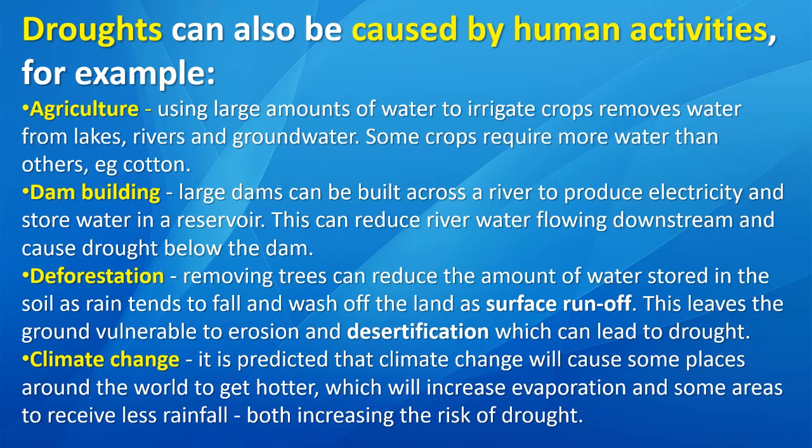Finally, there is climate change. It's predicted that climate change will cause some spaces around the world to get hotter, which will increase evaporation, and some areas to receive less rainfall, both increasing the risk of drought. So if we can create more evaporation, that takes the water and brings it more into the atmosphere, and that also reduces rainfall. So it's a lose-lose situation. So these are just 4 examples of how human factors can contribute to drought.